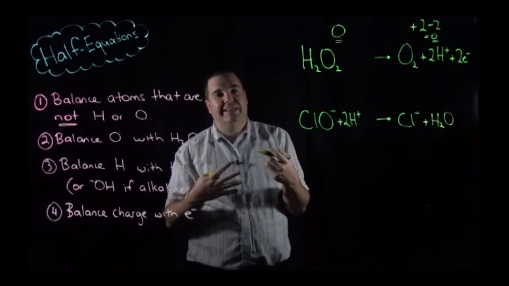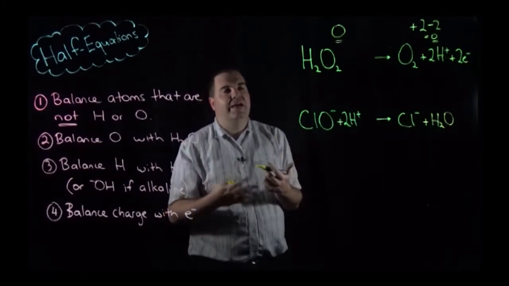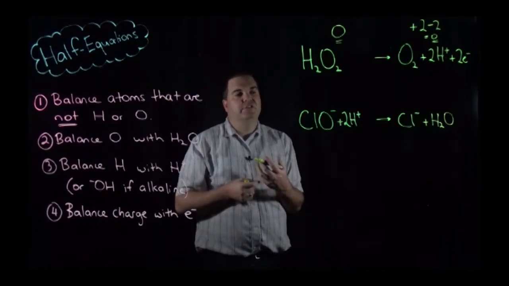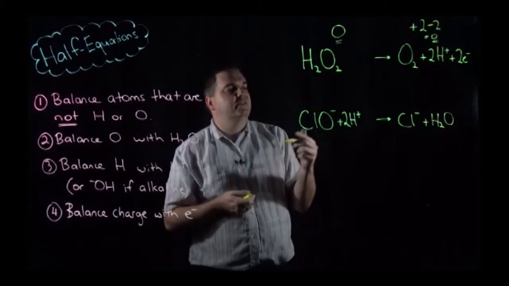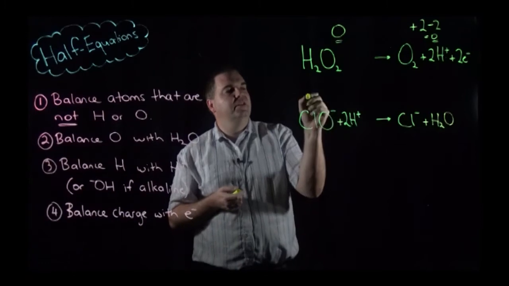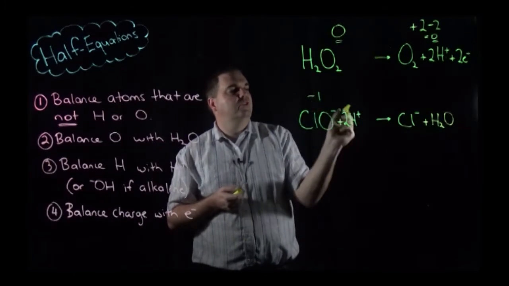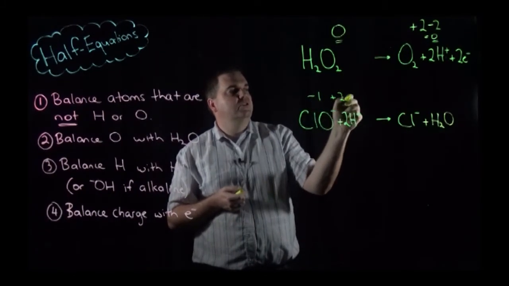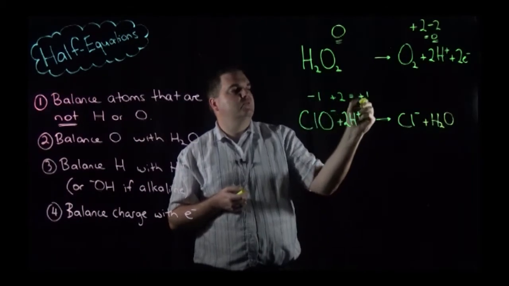This will become pretty much second nature to you as we go through it, and it's usually the last step that people find a little bit more tricky, so it pays to just take a little bit of time to make sure you understand this. So here our chlorine is -1, we've got two lots of hydrogen, which is +2. So overall on this side our charge is +1.